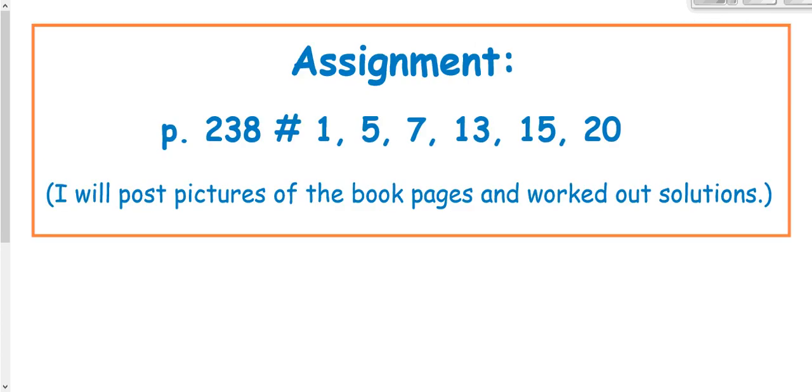I would like you to try these problems, and I will post pictures of the book in case you don't have the book, and I will post the worked out solutions and hopefully also make a video of me working out the solutions. Hopefully that will be helpful for you.